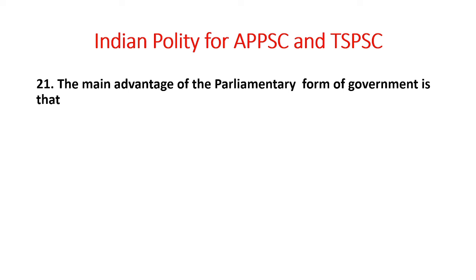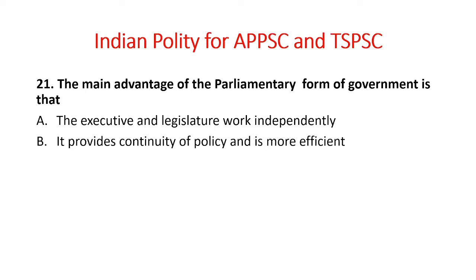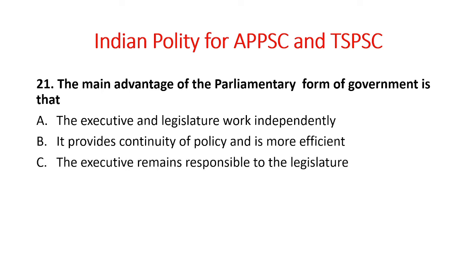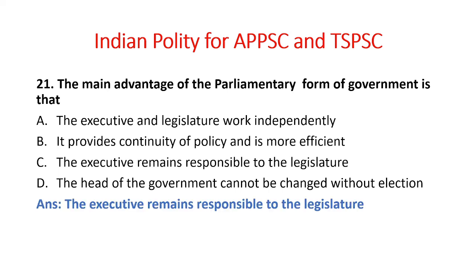The main advantage of the parliamentary form of government is that, options: the executive and legislature work independently; it provides continuity of policy and is more efficient; the executive remains responsible to the legislature; the head of the government cannot be changed without election. So the main advantage of the parliamentary form of government is that the executive remains responsible to the legislature.